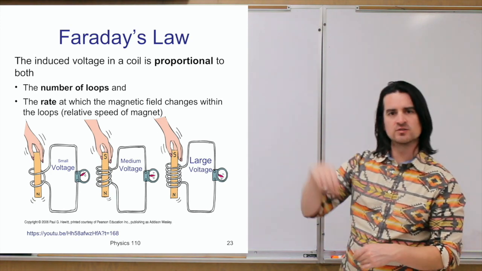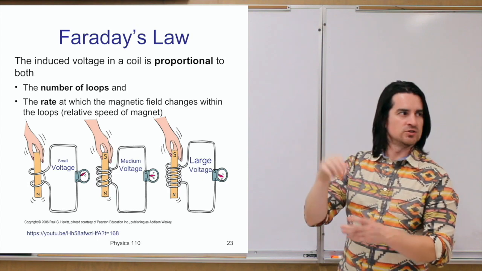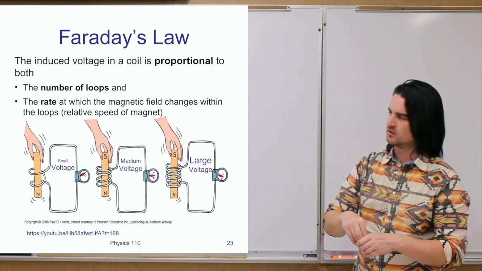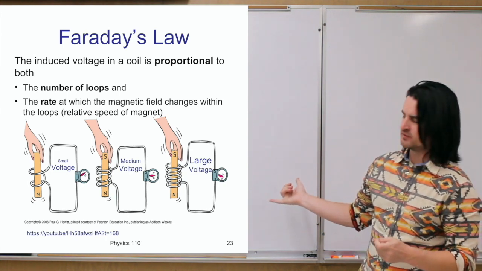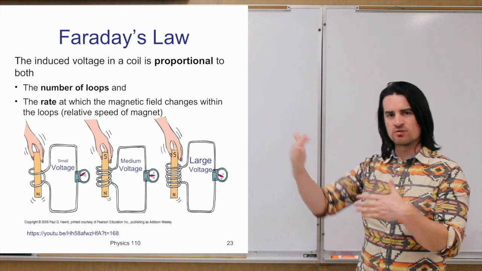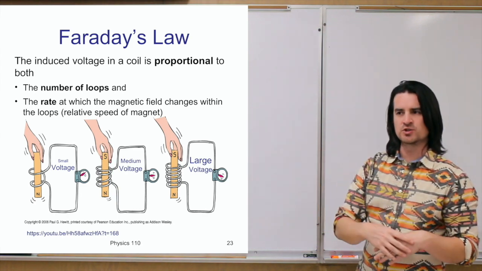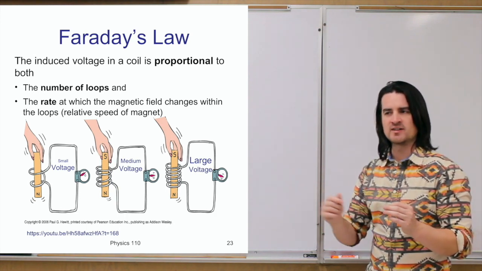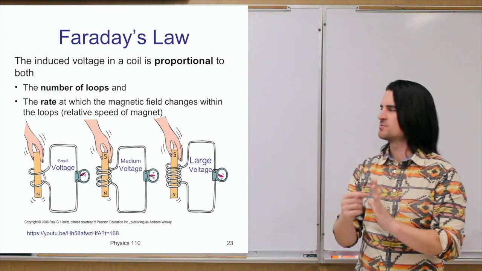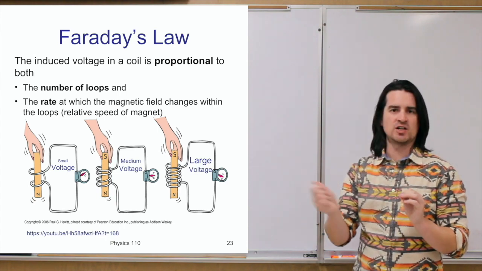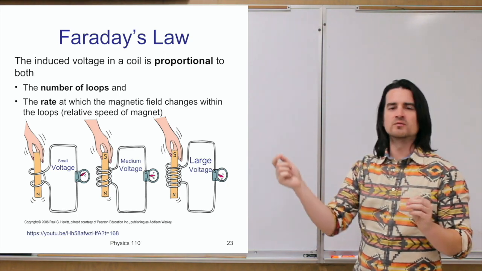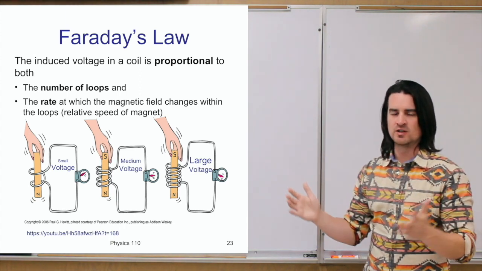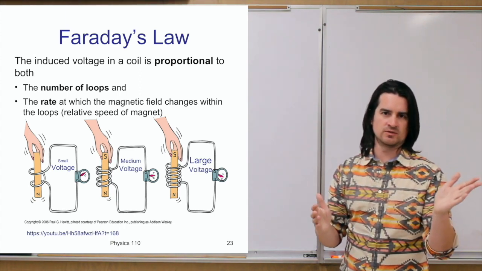So if you move a magnet faster into a coil, you're going to get a larger current flowing than if you move it slowly into the coil. Again, there's another clip here showing 3 different coils, small, medium, and large, connected to a current meter. It shows that when you move a magnet with about the same speed, so the same rate of changing that magnetic field through those loops, you'll see that the larger coils, ones with more loops, show a larger induced current.